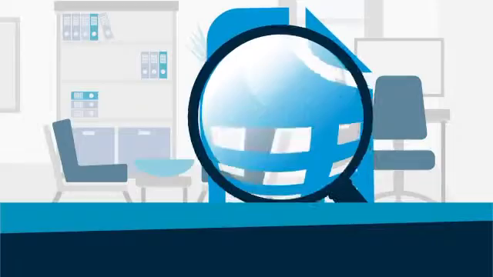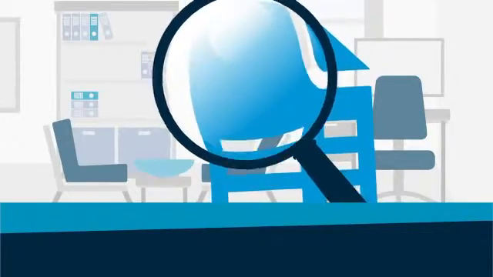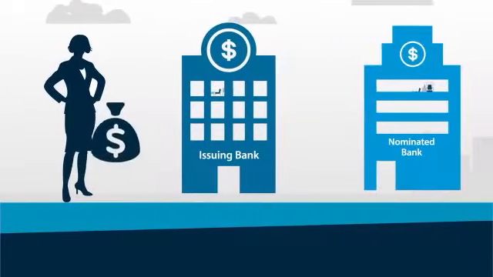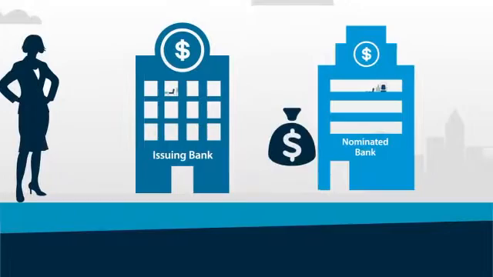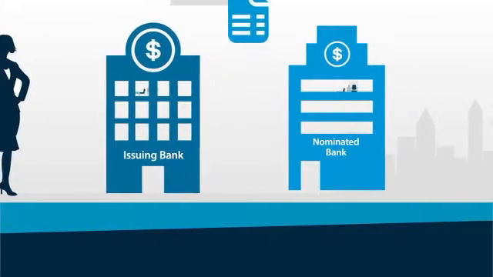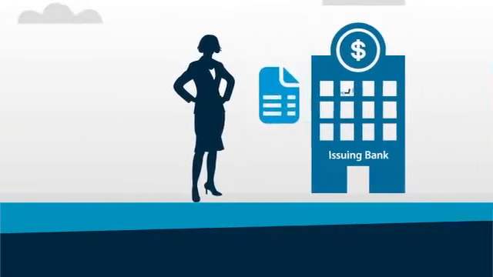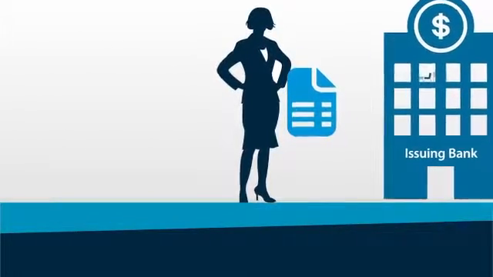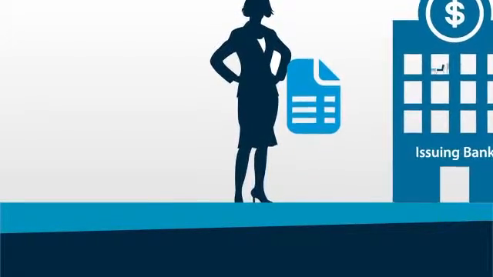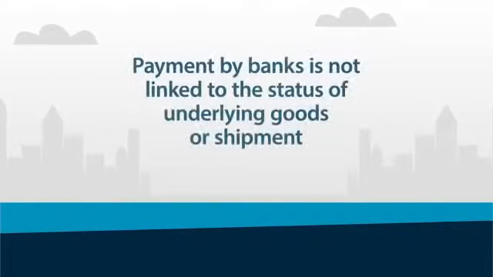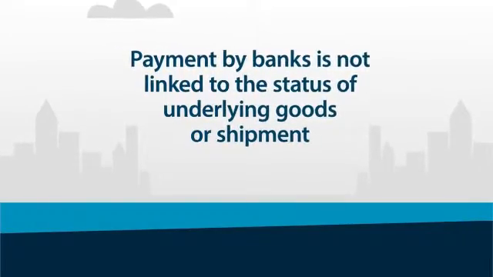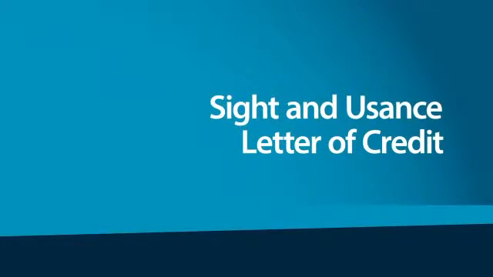The issuing bank will examine these documents for compliance with the terms and conditions of the letter of credit. If the documents are compliant, the issuing bank will debit the applicant's account and pay the nominated bank. The issuing bank will then forward the documents on to the applicant. It is important to note that payment by the nominated bank and the issuing bank is based on examination of documents alone. In a letter of credit transaction, payment by banks is not linked to the status of the underlying goods or shipment.